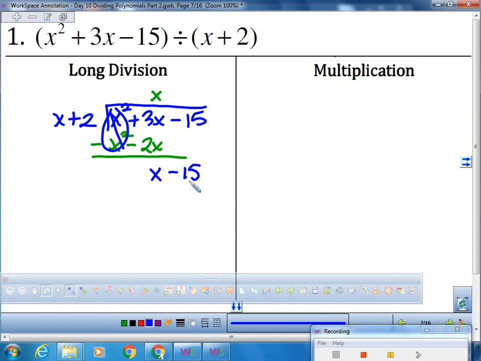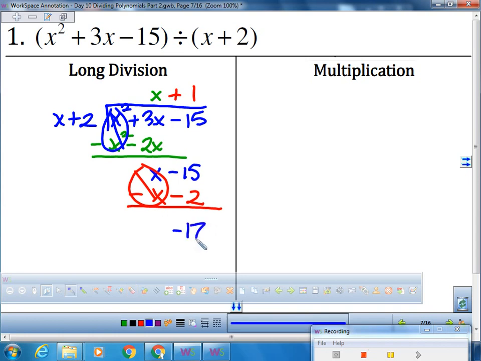X goes into x how many times? Or what times x makes x? I know it's 1, positive 1. So 1 times 2 is 2. And 1 times x is x. Draw the line. Change the sign. So this goes away. And I'm left with negative 17.